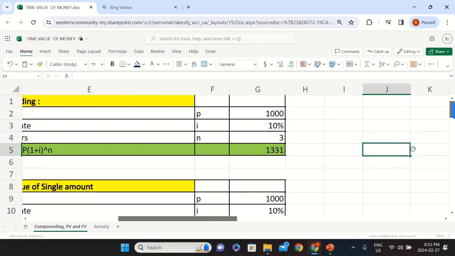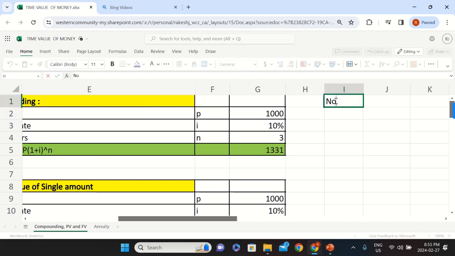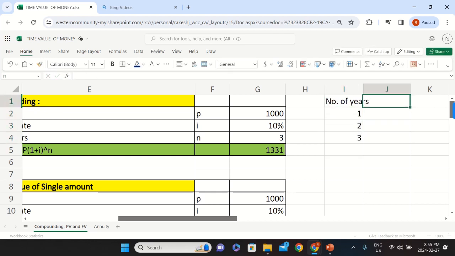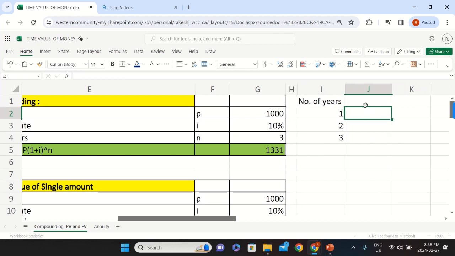We can calculate this manually as well. So let's see how many years we have: 1, 2, and 3, so 3 years. The amount that we are going to invest is $1,000. So here the $1,000 that we want to invest in the first year, when the 1,000 is invested, how much return was made? First we will calculate the initial investment.